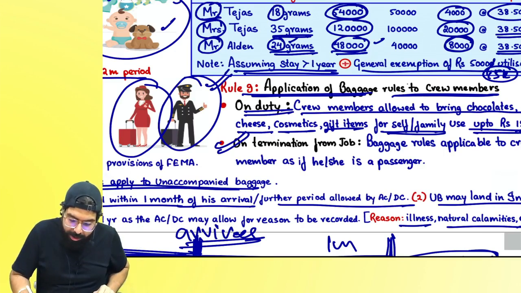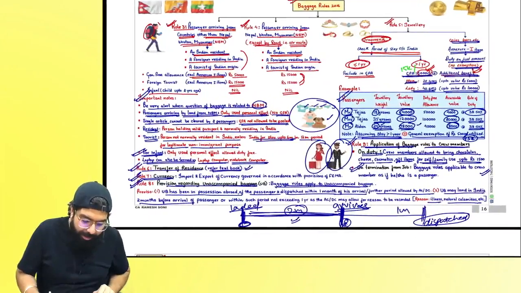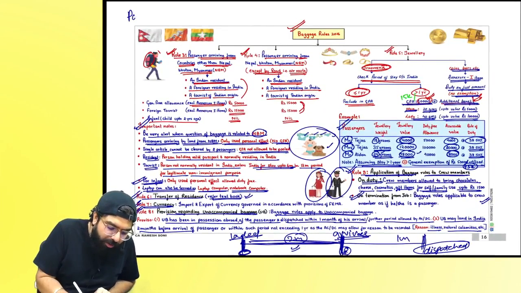Right, everyone? Here we are done with baggage. Now in the baggage chapter, you also have post, which is there. Right, everyone? Post or courier.